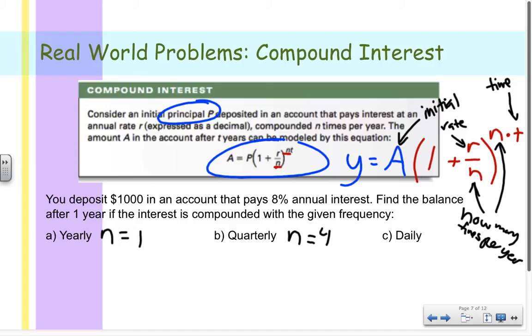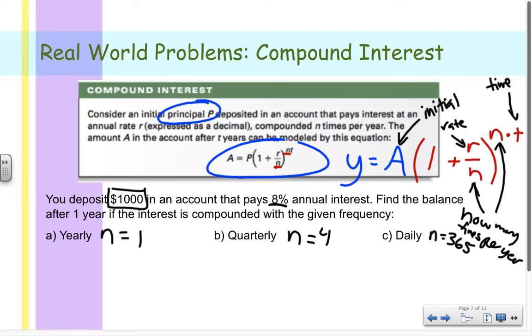And then daily, we'll just assume there's no leap year here. We'll just go 365. So looking at this question, we deposit $1,000 to start. So that's our initial amount. And it pays 8% interest. All right. So those are our key values.